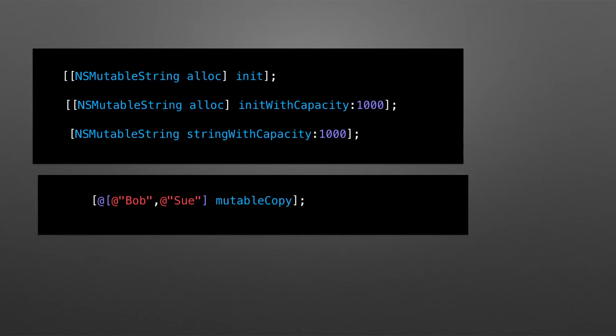You can create an immutable array, and that's what this example is, of Bob and Sue, and you can call a method, mutableCopy, which will end up returning a mutable version. This can also be done for dictionaries. It can't be done for strings. So this is another way you can start with an immutable one, and you can end up with a mutable one.